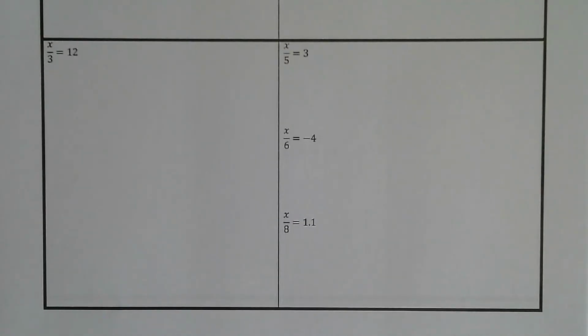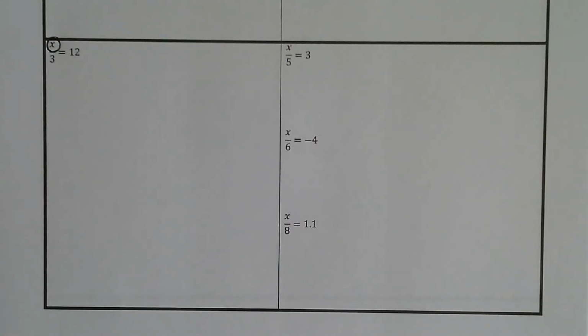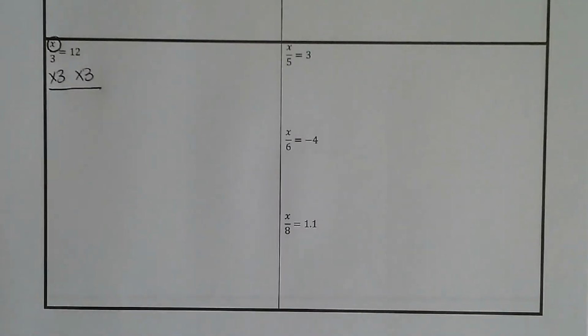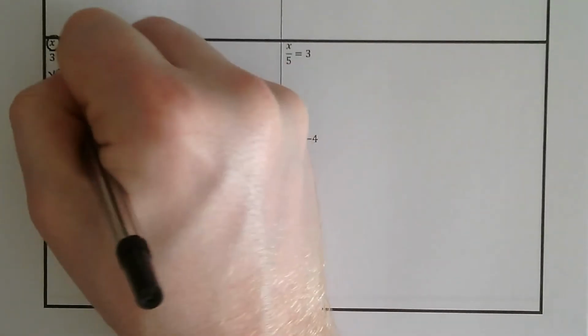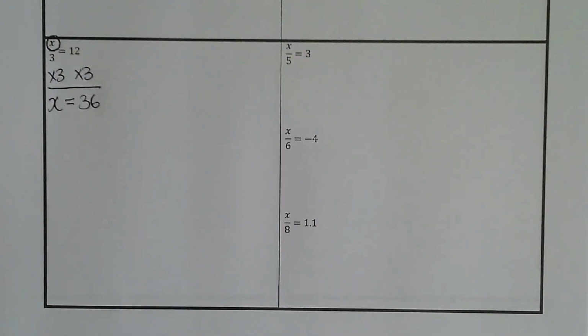The next example is x divided by 3 equals 12. Again, we want to isolate the x term, which means we need to get rid of the divide by 3. To get rid of the divide by 3, we do the opposite operation, which is to times by 3. x divided by 3 times by 3 leaves us with just x. The equal sign is going to drop down, and we do 12 times 3 to leave us with the answer of x equals 36. You should have a go now at the 3 questions on the right hand side.